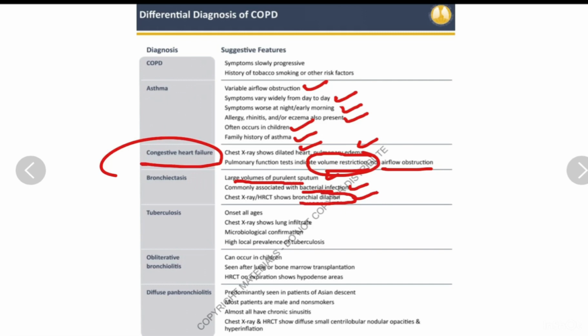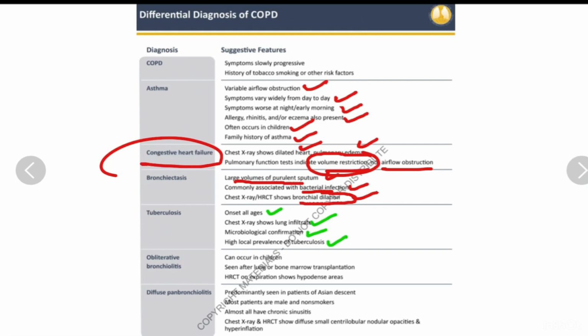Tuberculosis can present at any age. It is not necessarily that tuberculosis will be in adults, whereas COPD will be in adult life. So tuberculosis can be present in any age group. Chest X-ray will show lung infiltrate. Microbiological confirmation will be there, and high local prevalence of tuberculosis could be there.